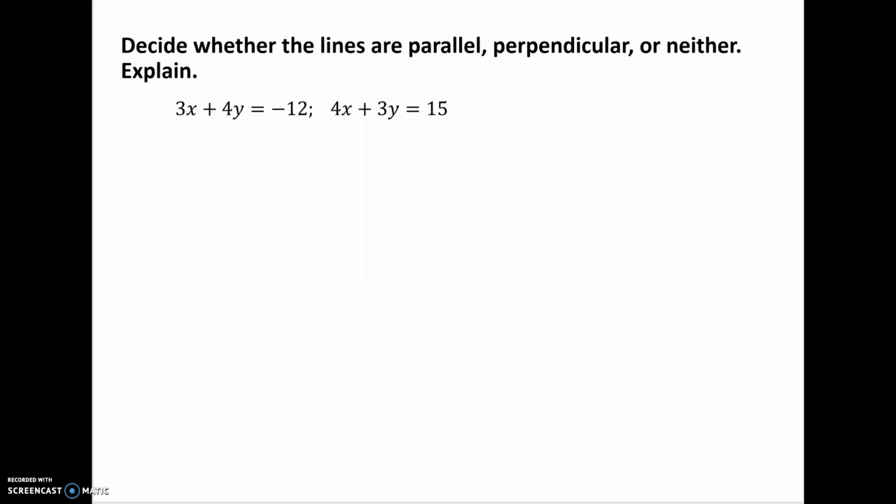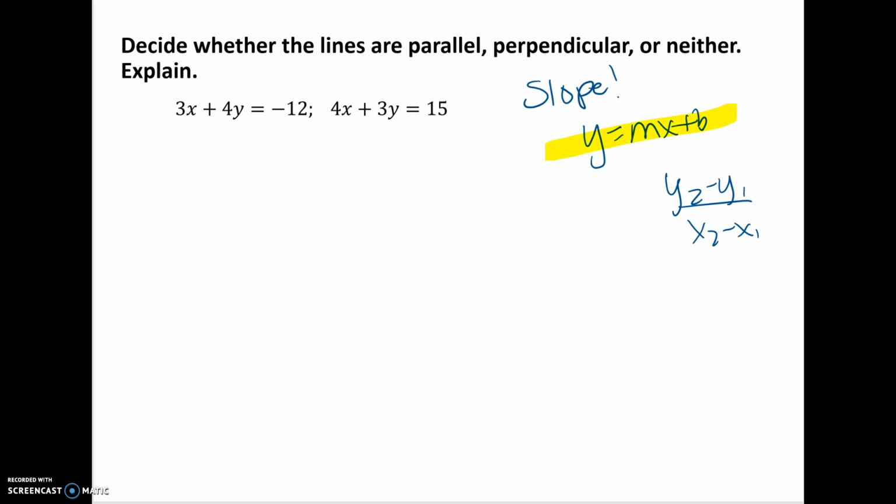Okay, decide whether the lines are parallel, perpendicular, or neither. So remember that this comes all down to slope. And you can either do that by your slope-intercept formula or finding your actual slope if you're given points, which is y2 minus y1 over x2 minus x1. So since we're given equations, let's go ahead and use our slope-intercept formula in order to figure out what they are.